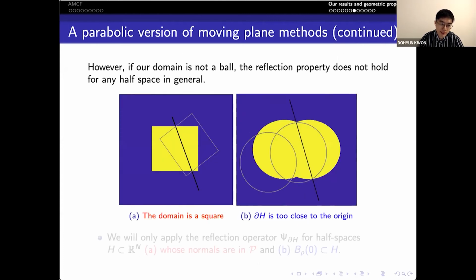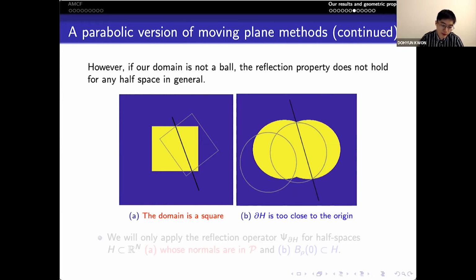However, the problem is if our domain is not a ball, then you can easily see that this kind of reflection property does not hold anymore. So for instance, our wolf shape can be the stationary solution. But if the domain is a square, then it does not satisfy the property I mentioned earlier because of the part here. And also, if the hyperplane is too close to the origin, then also it does not satisfy the property.